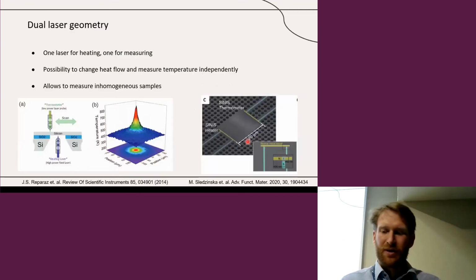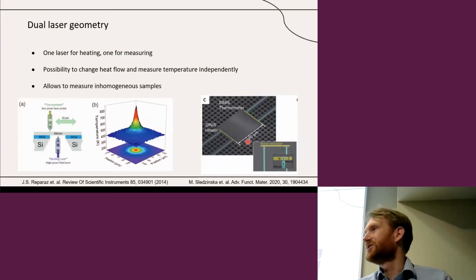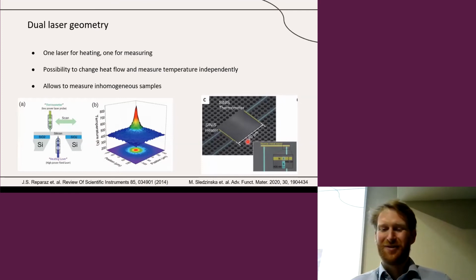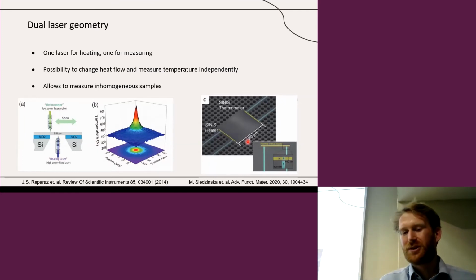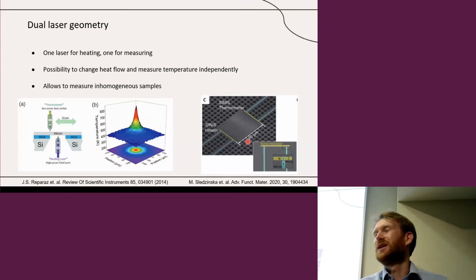But there is a workaround for this, which is being used here at ICN2 actually, which is to use 2 lasers. So you use one laser as your heater and you use another laser as your thermometer. And this way you can decouple the two, and you can measure your temperature even away from your maximum temperature point. You can control which direction your heat is flowing. So you can use it then to measure inhomogeneous samples, and it has been used for that purpose as well.